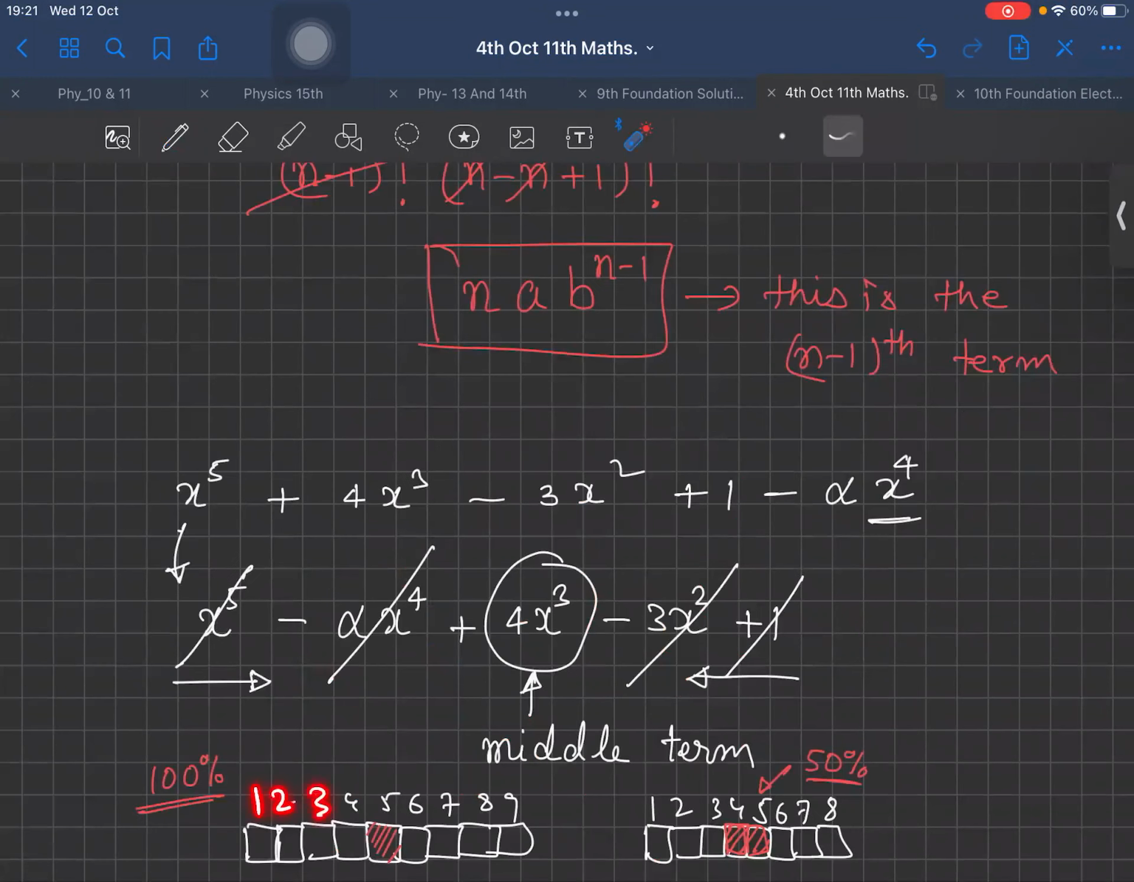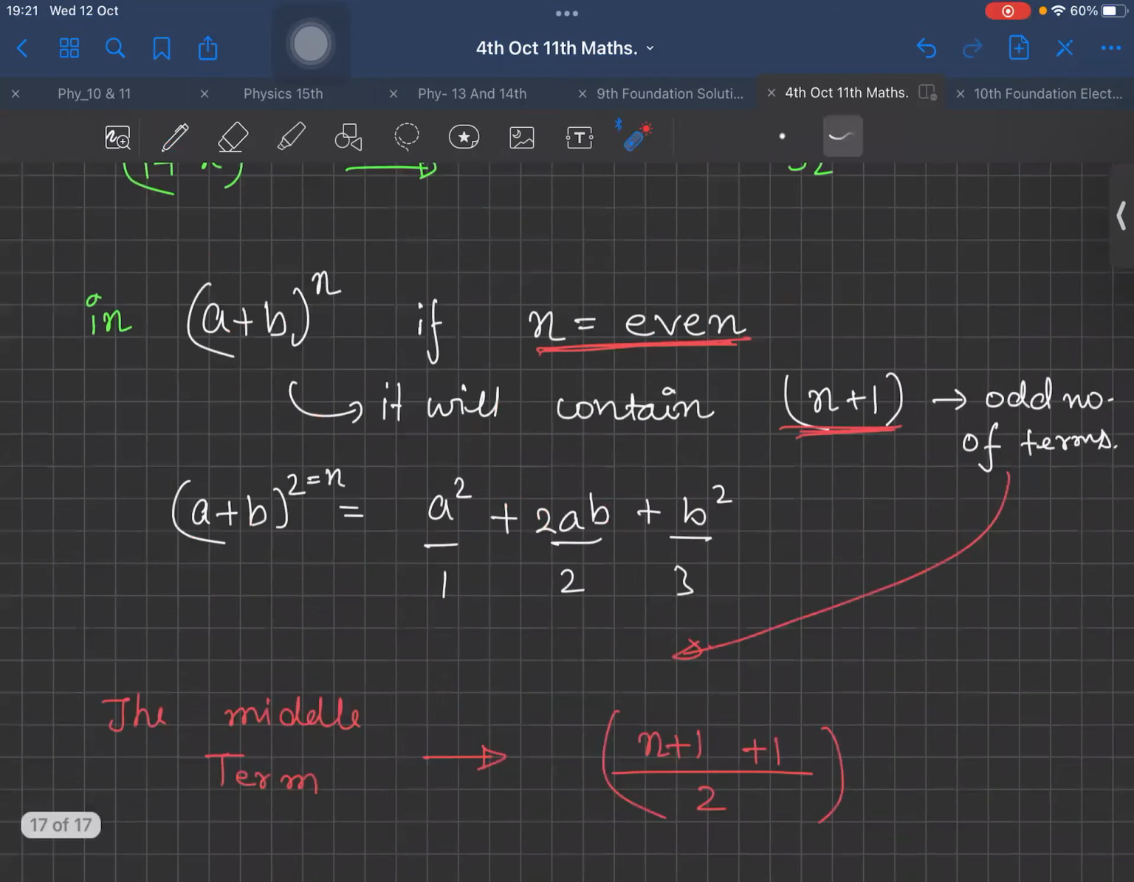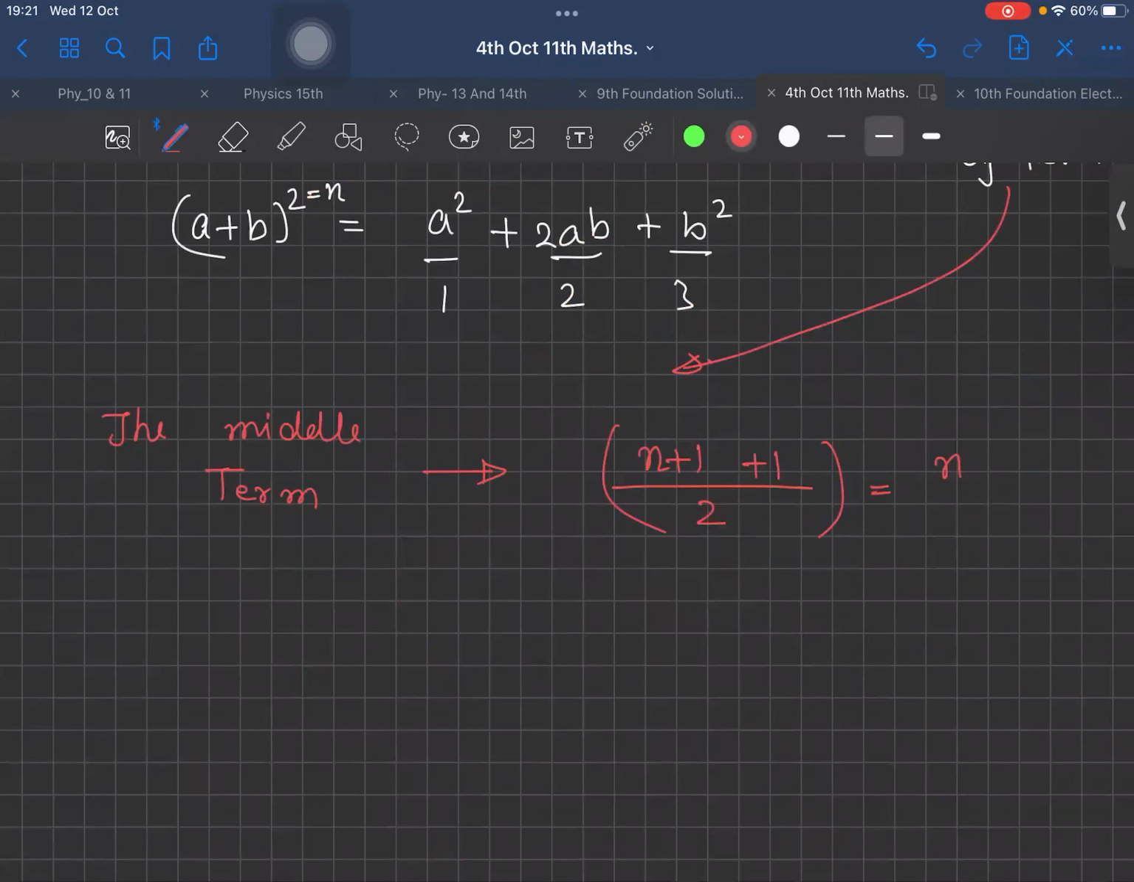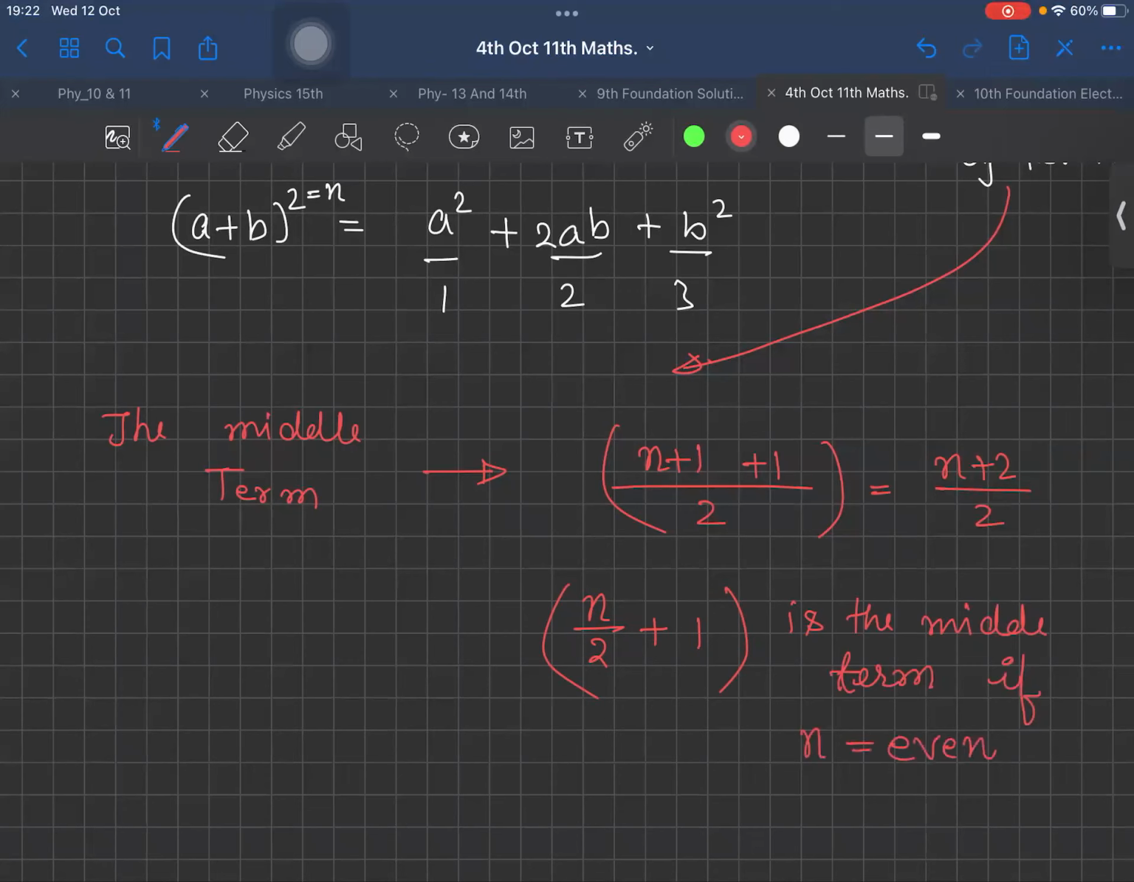See, that's what we did. We have 1, 2, 3, 4, 5, 6, 7, 8, 9 boxes. So we add 9 plus 1 divided by 2. That's how we got 5. Okay. So that's how we can write it. So the middle term will be (n plus 2) divided by 2. So n by 2 plus 1 you can also write. So this is the middle term. So in an expansion, if n is even, this is the middle term.